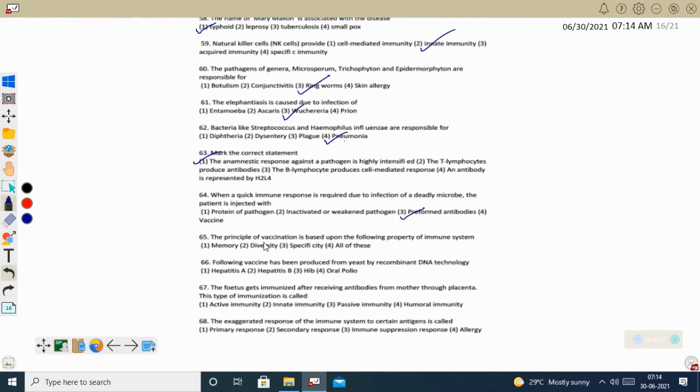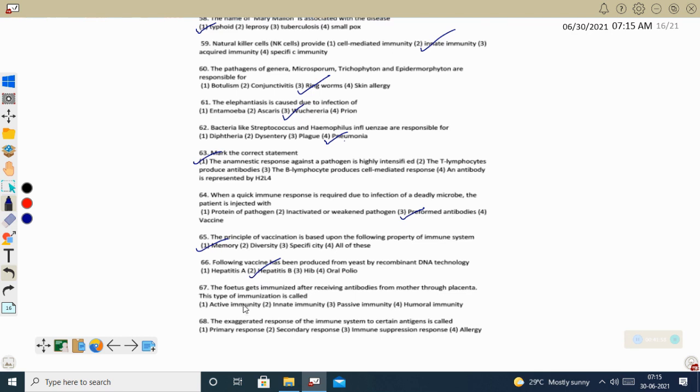The principle of vaccination is based upon the following property of the immune system. Vaccination is based on memory, because when we inject an attenuated pathogen or attenuated antigen, the body keeps its memory and gets ready to fight that particular pathogen when it really comes into our body. Next question. The following vaccine has been produced from yeast by recombinant DNA technology. The vaccine produced from yeast is against hepatitis B. This is given in the textbook and this question has been asked also.